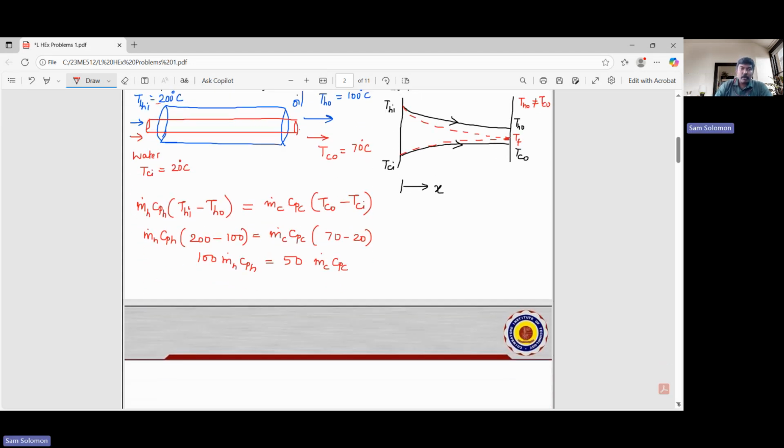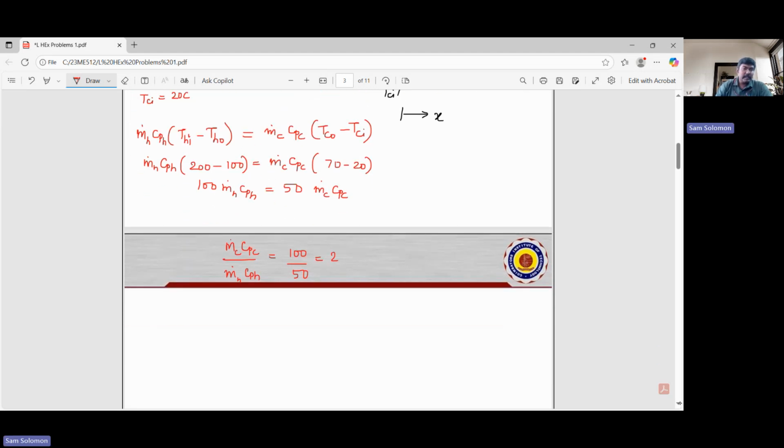Now what I can do is get a ratio: m dot c CPC divided by m dot h CPH is equal to 100 divided by 50, which gives me 2. Now the question is to find out the value of this equilibrium temperature.